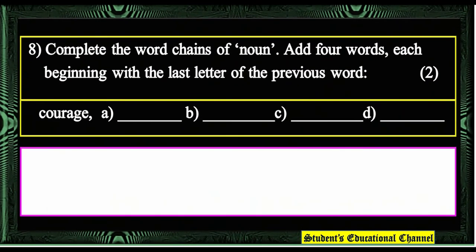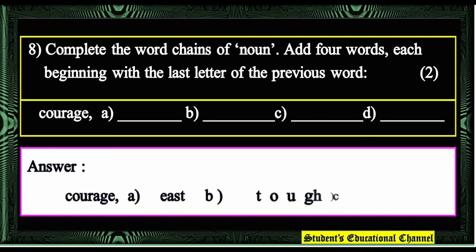Eighth, complete the word chains of noun. Add 4 words, each beginning with the last letter of the previous word, 2 marks. Answer: courage, east, tough, height, tame.